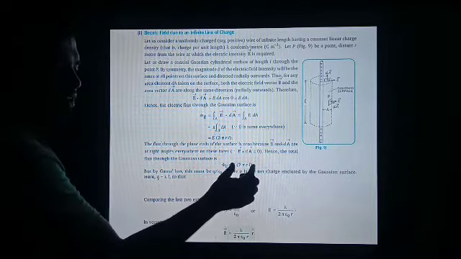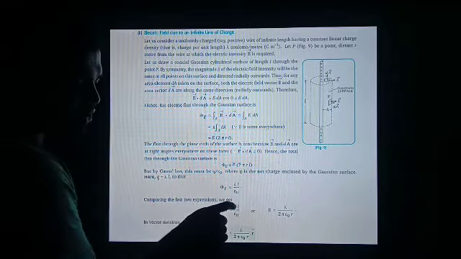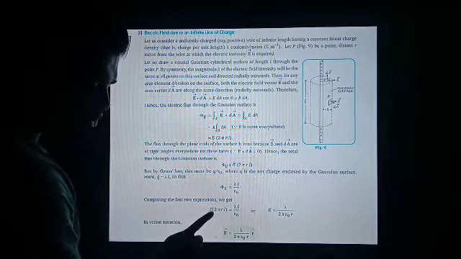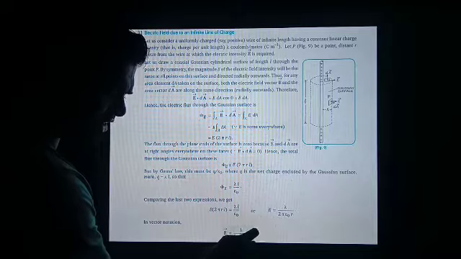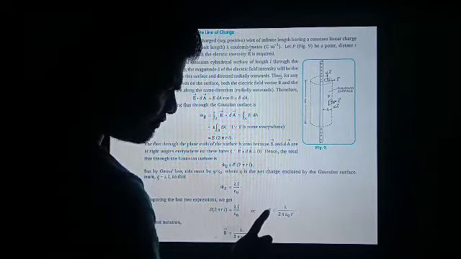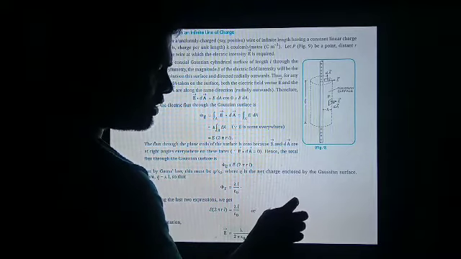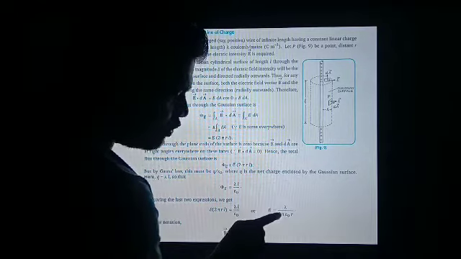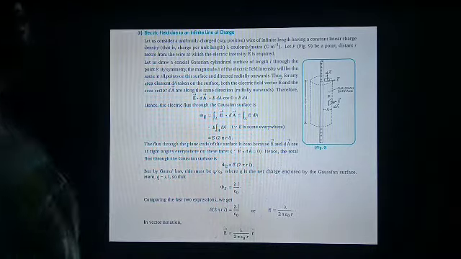So lambda L upon epsilon naught will be equal to E 2 pi r L. We have to find out the value of E. So E is equal to lambda upon 2 pi r, in vector form. This formula you may have to learn: E is equal to 1 upon 2 pi epsilon naught into lambda upon r, or you may say 1 upon 4 pi epsilon naught into 2 lambda upon r. It is the vector form.